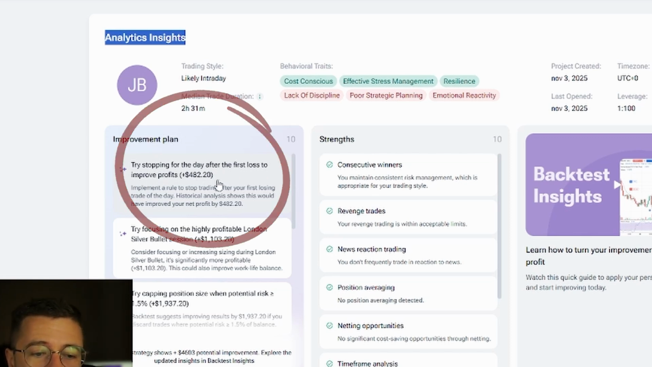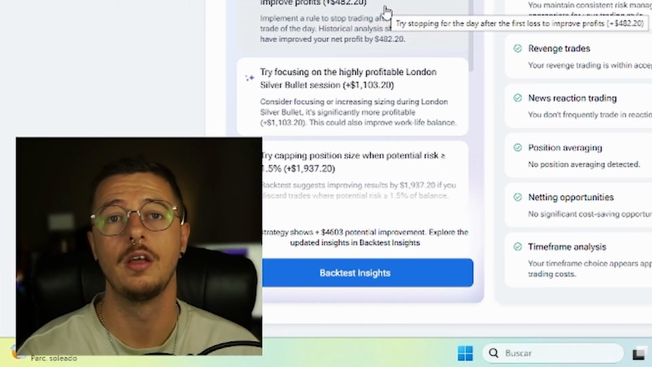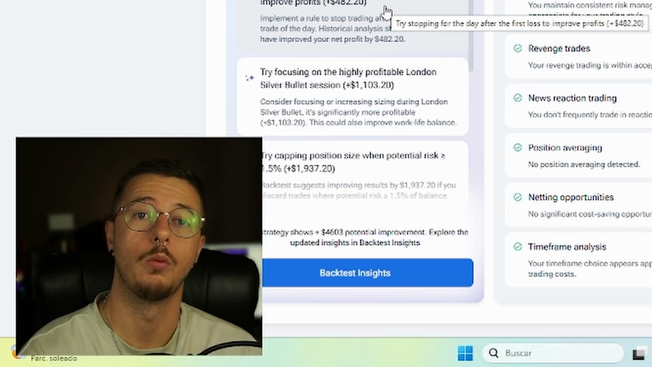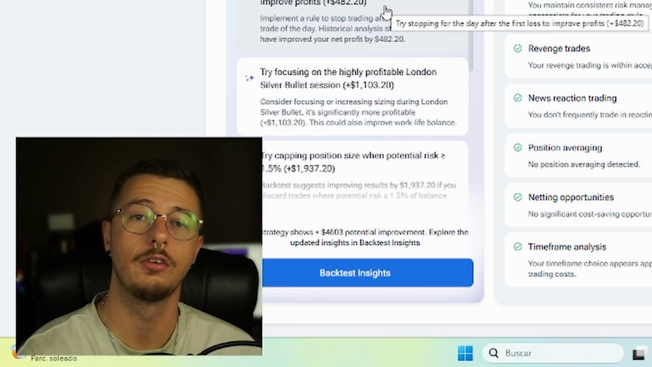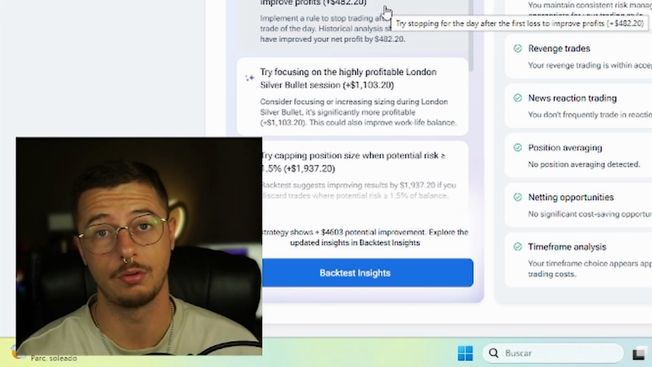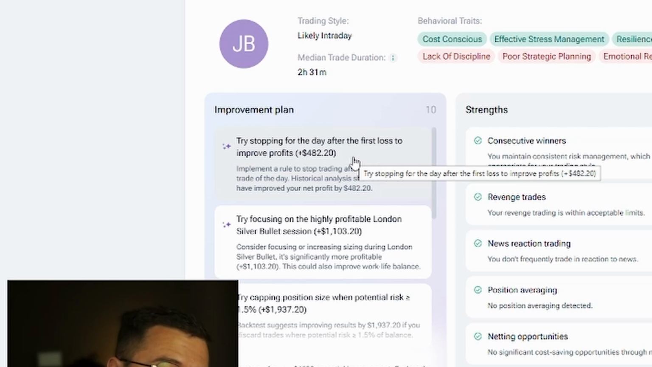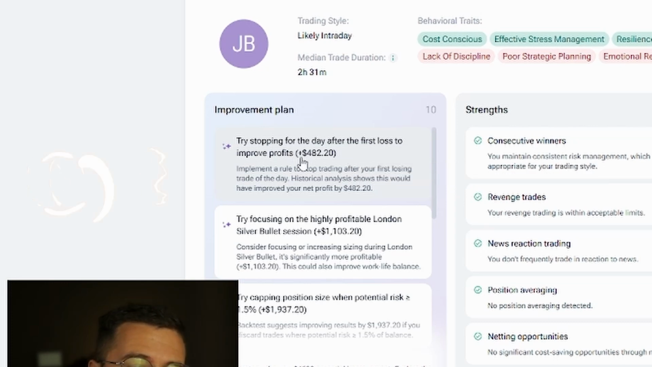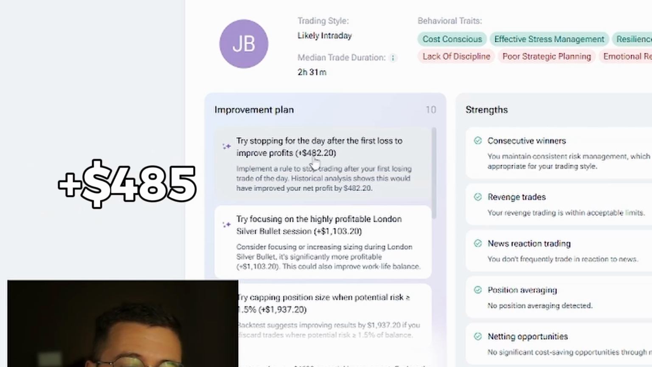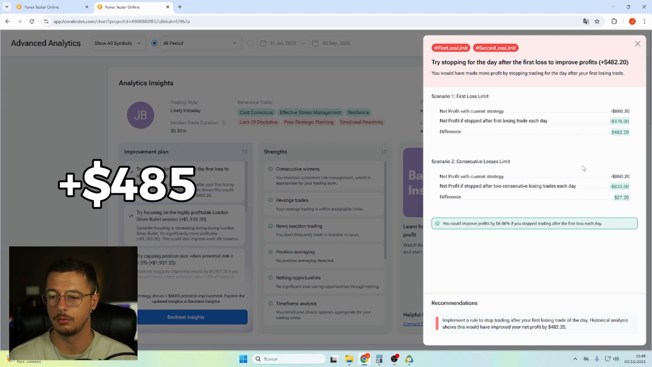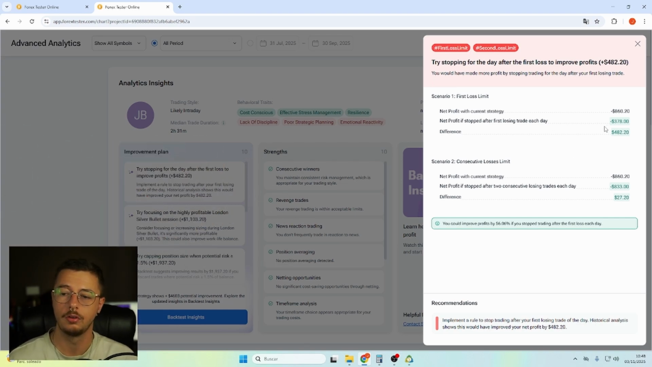to improve profits. In this case, this strategy uses an edge that when I lose one trade, I enter another position against the first trade that I would open. So basically, if I would not do this, I would have earned a plus 485. Okay, in this case, it would still be negative, but obviously it wouldn't be so negative.